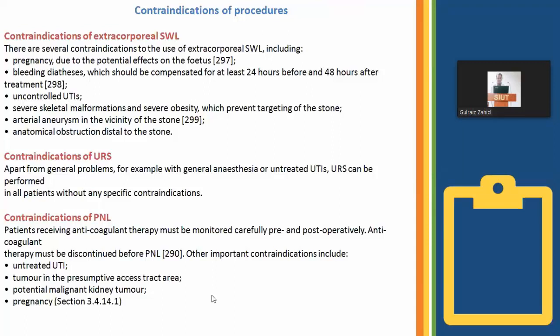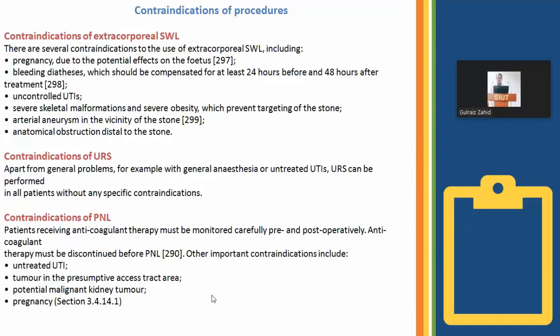Contraindications of ESWL. There are several contraindications to the use of extracorporeal SWL, including pregnancy due to the potential effects on the fetus, bleeding diathesis, which should be compensated for at least 24 hours before and 48 hours after the treatment, uncontrolled UTIs, several skeletal malformations, and severe obesity, which prevent targeting of the stone, arterial aneurysm in the vicinity of the stone, anatomical obstruction distal to the stone.